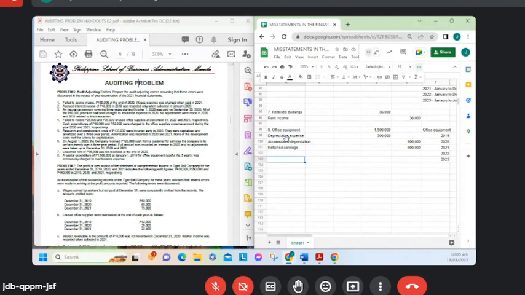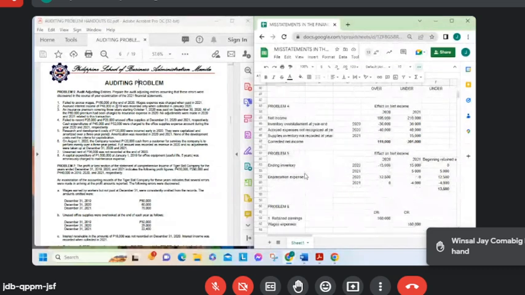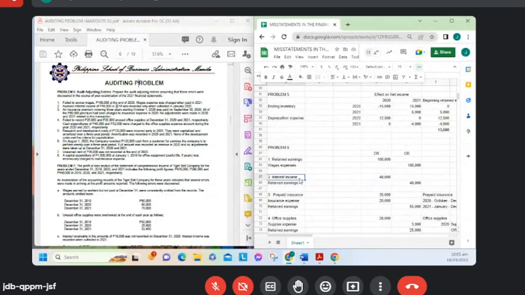The answers for problem number 6. Do you have any questions or clarifications? Yes, Winsal. Sa yung number 2 po, hindi po ba siya counterbalancing? Number 2. This one? Yes, sir, opo. Oh, that's why we're correcting the retained earnings. Hindi po, 'di ba sir, income na po yung initial na ni-record ng company. Hindi po ba mag-overstate yung retained earnings?